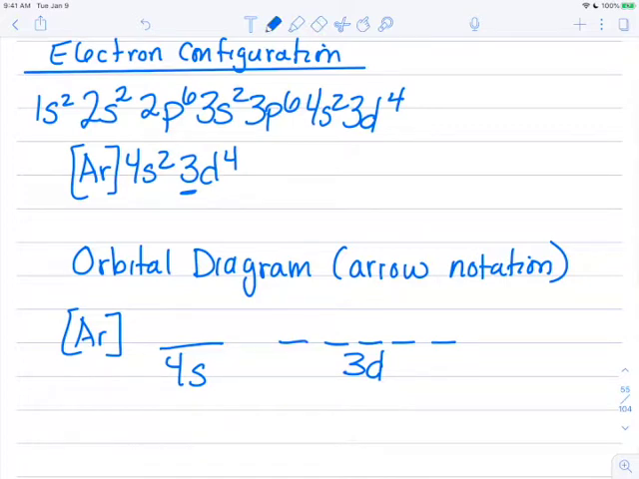So again, we always have one line for the S's because there's only one type of S orbital, and we always have 5 lines for the D's. Even if you're not going to fill in all of those D's, we still always have to do 5 lines anytime you're dealing with the D.